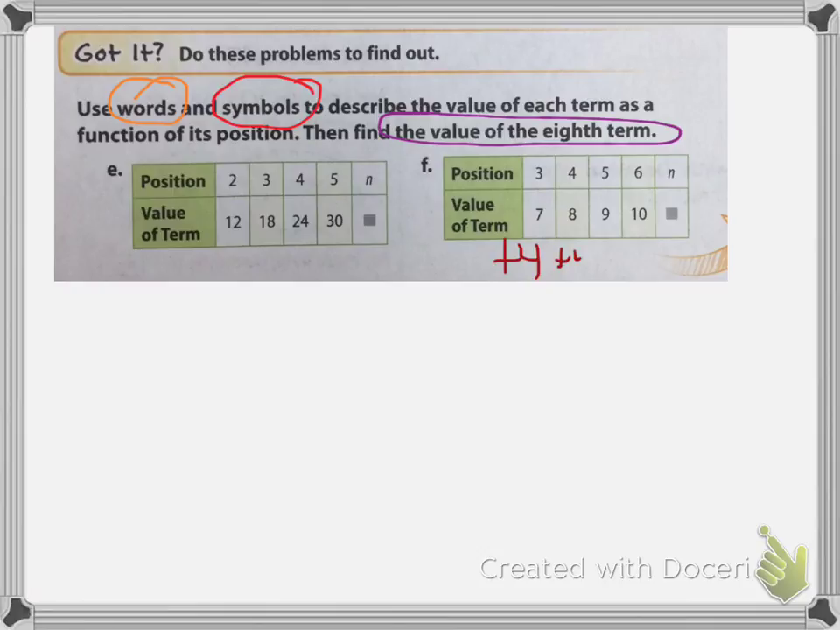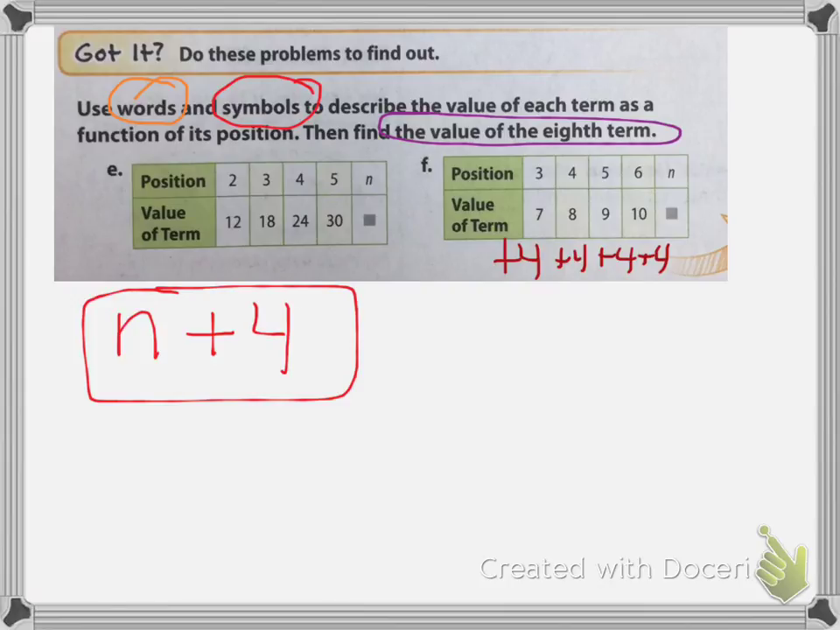4 plus 4 is in fact 8, so that's good. 5 plus 4 is 9. 6 plus 4 is 10. Excellent. So I think that we found our arithmetic sequence. Our arithmetic sequence is going to be found by taking n, the position, and adding 4.